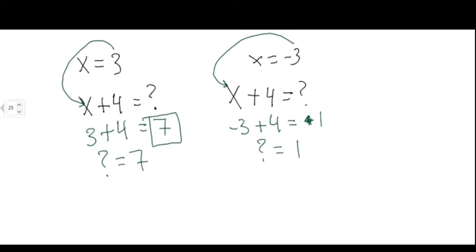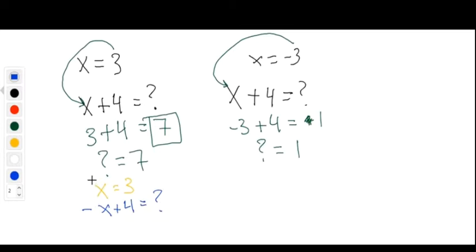Now let's give a different type of example. Actually, I'll keep it on the same board. So now let's say that actually x equals 3, but the problem changed. And now we're saying that it's -x plus 4 equals question mark. Take the same process. Take that 3, plug it into that x.